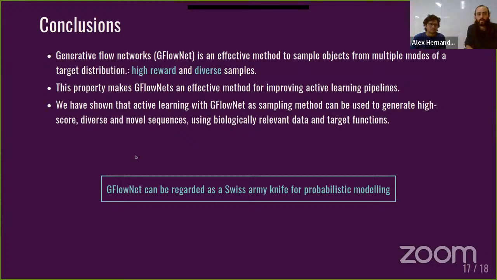And we have given you some results on the specific case of biological sequence design. Like Yoshua Bengio, our supervisor, says, GFlowNet can be regarded as a Swiss Army knife for probabilistic modeling. And we hope that these methods are developed further in the future, both here and by other groups too.